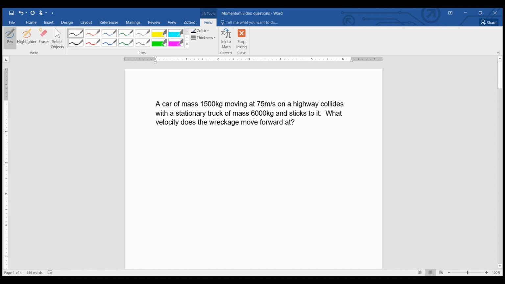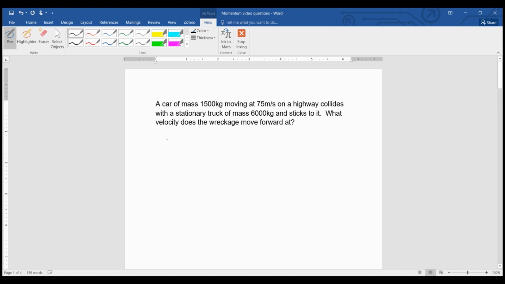Then after collision, what's happening? Car and stationary truck, they are sticking together. So which means both the masses will add up after collision. So what velocity does the wreckage move forward at? So we know that final velocity has a direction which is moving forward. So let us apply the law of conservation of momentum to this question.